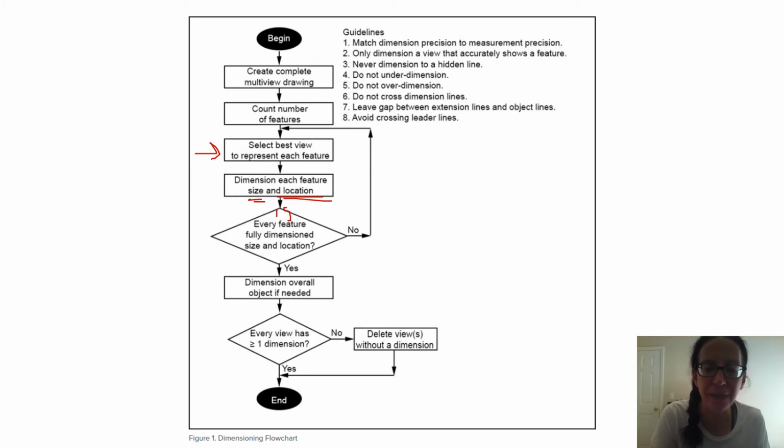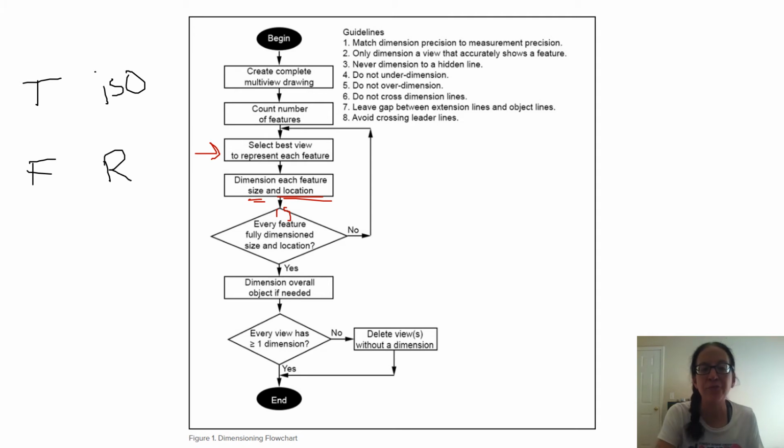So here's what that means. I'll come over here to the left. You have your isometric, you have your top, you have your front, and you have your right-hand side. After you do all the dimensioning, if you look at the right-hand side and you did not dimension anything on the right-hand side, then you are going to delete that view.